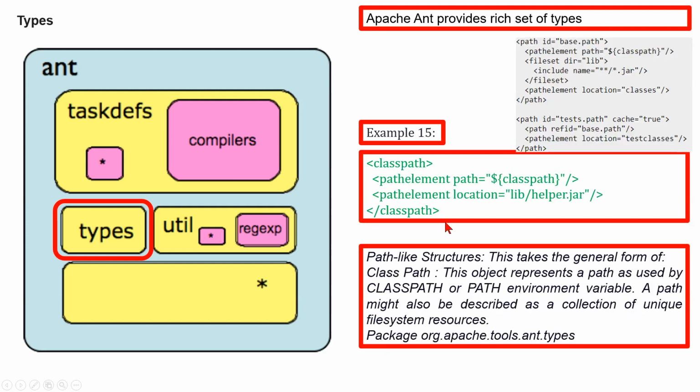Now we are considering path-like structures. This takes a general form of, for example, a class path here. This object represents a path as used by the classpath or path environment variable. A path might also be described as a collection of unique file system resources.